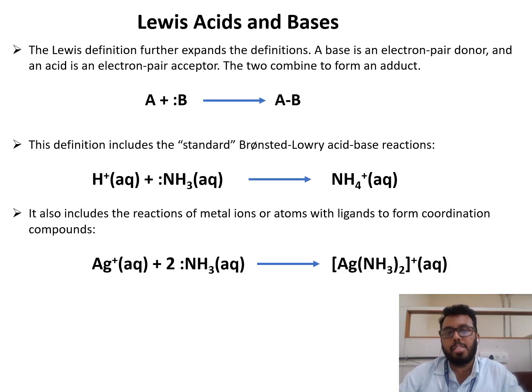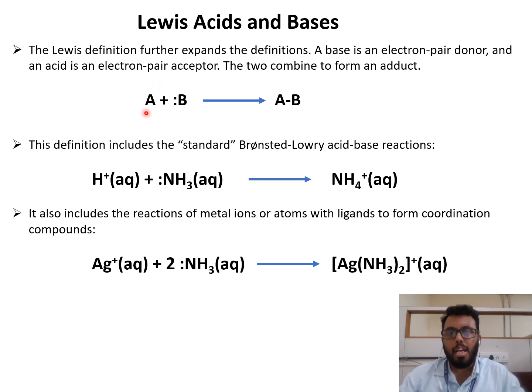Okay. Now let's come to the Lewis acids and bases concept. This is one of the important concepts in chemistry, and understanding this Lewis acids and bases is important for understanding the HSAB theory. According to the Lewis definition, we further expand the definition. A base is an electron pair donor. For example, ammonia. In ammonia, the nitrogen has a lone pair of electrons, so it can donate the electron pair. So it is an electron pair donor. Electron pair donor is base, and an acid is an electron pair acceptor.